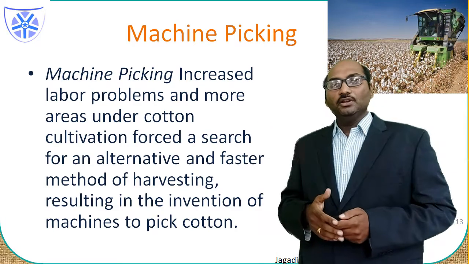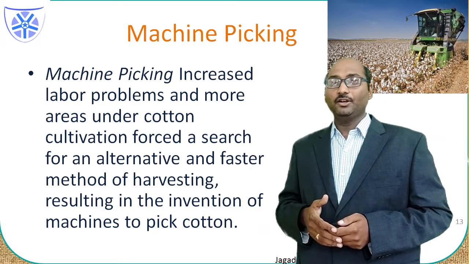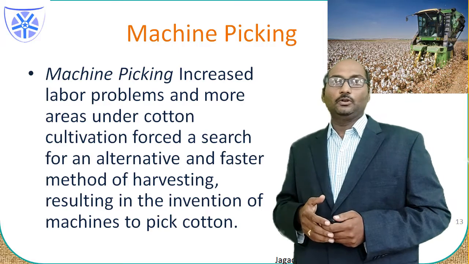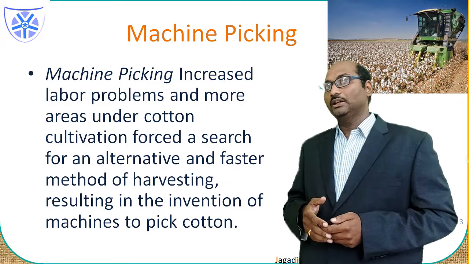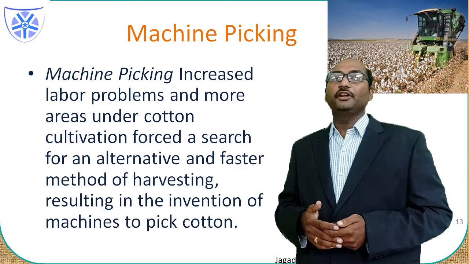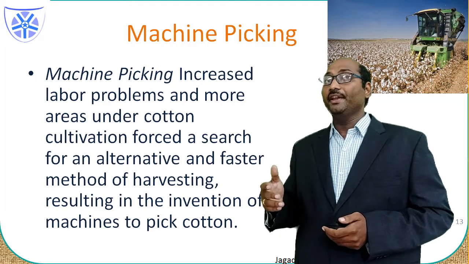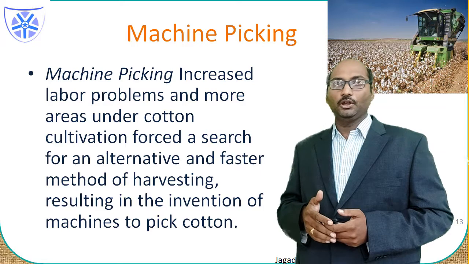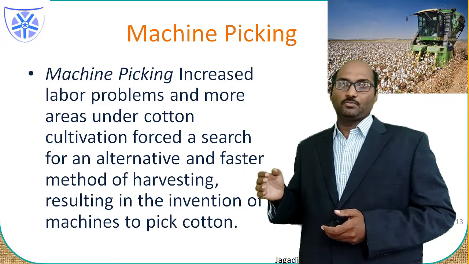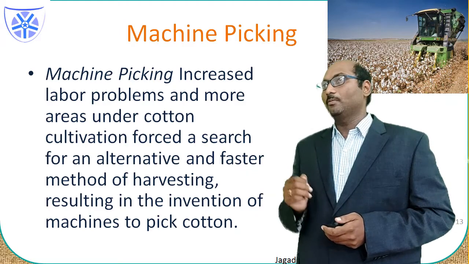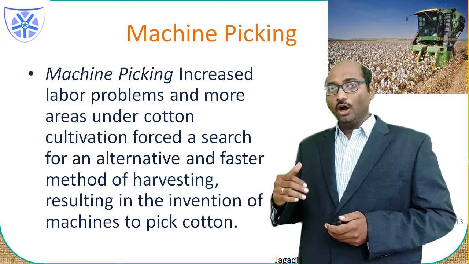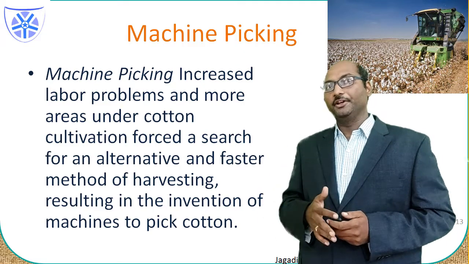Mechanical harvesting is also referred to as either machine picking or machine stripping. Machine picking came about due to increased labor problems and more area under cotton cultivation, which forced a search for alternative and faster methods of harvesting. It came into existence almost four decades ago. In the last decade it has picked up its pace, especially in India.